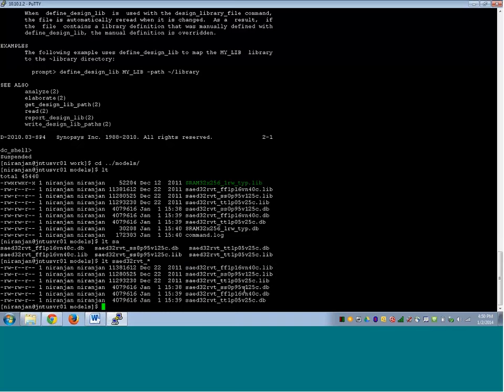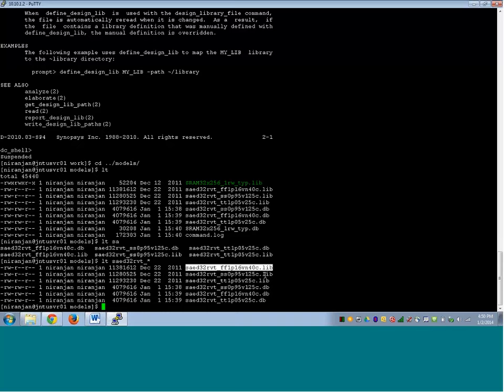The dot DBs are written from DC shell again. These are the binary versions. Design Compiler can read dot lib, but it is preferable to give it a dot DB. The processing becomes much faster. That is why we prepare these lib files. We read in and write out the DB files before even starting synthesis.